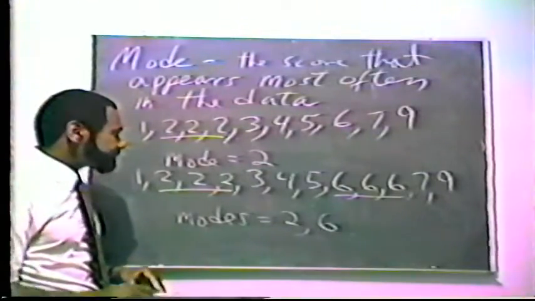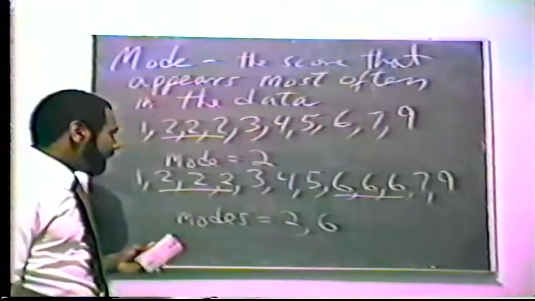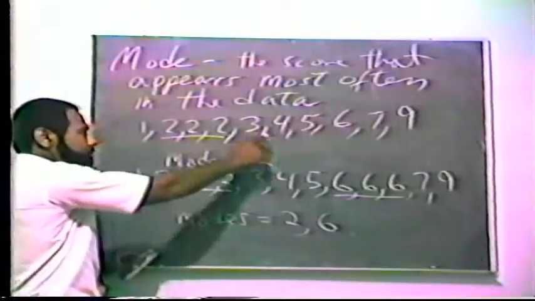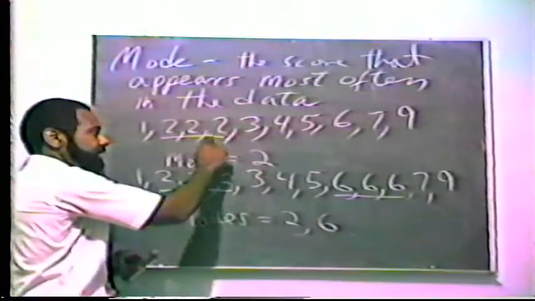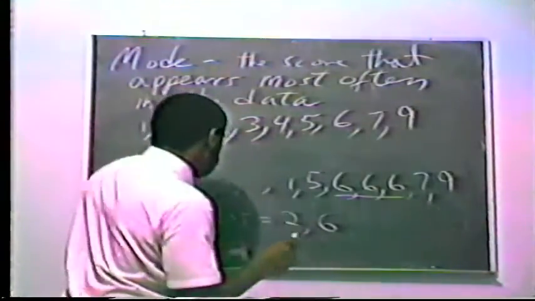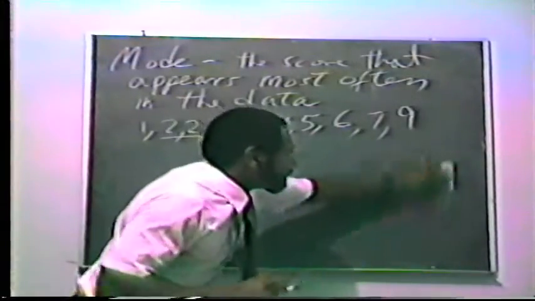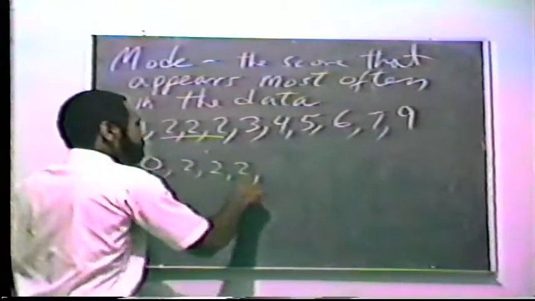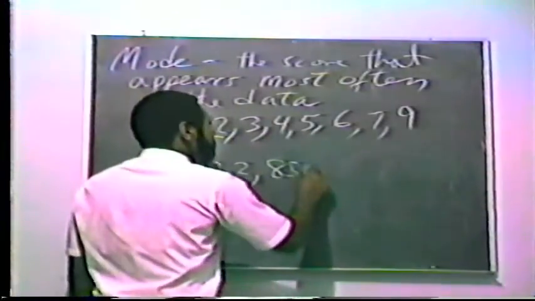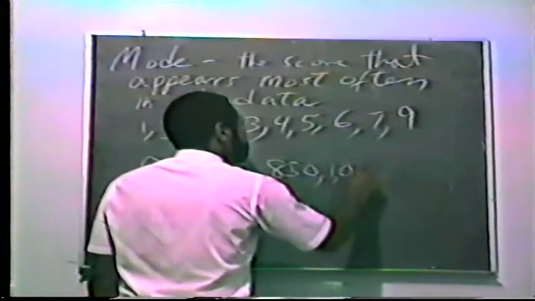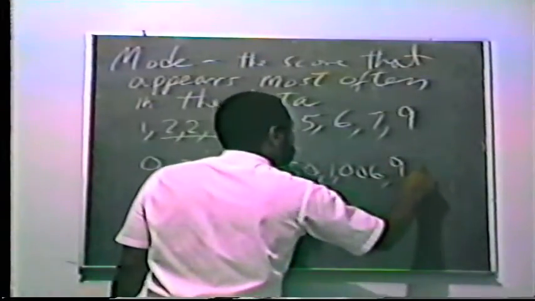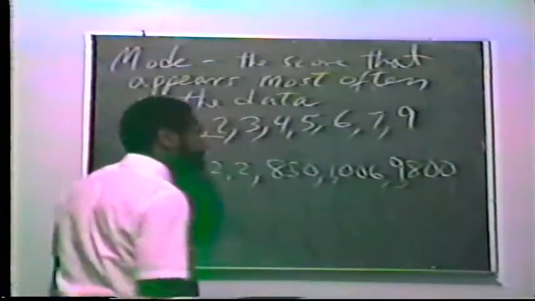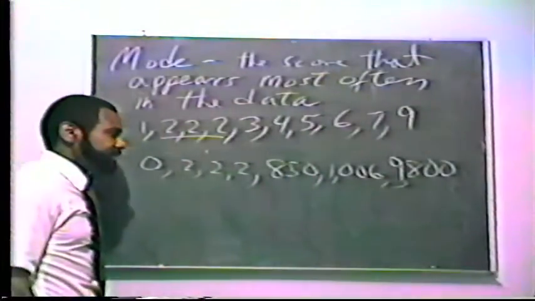For example, I could very well have another data set similar to this data set here. I could have a data set with the numbers 0, 2, 2, 2, 850, 9,000, 800. I could have that data set.